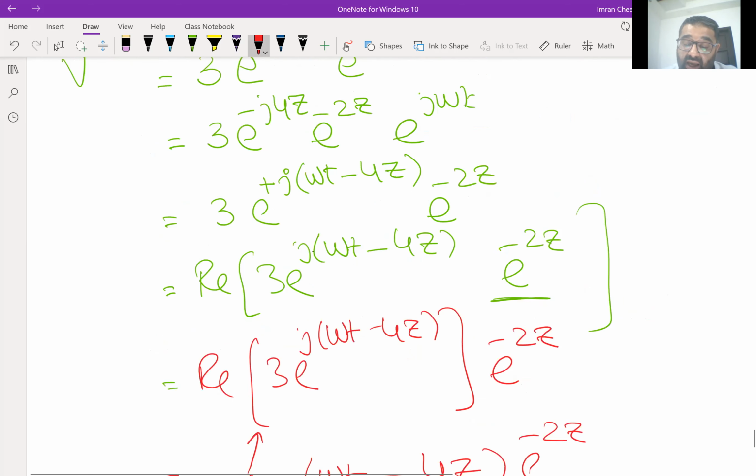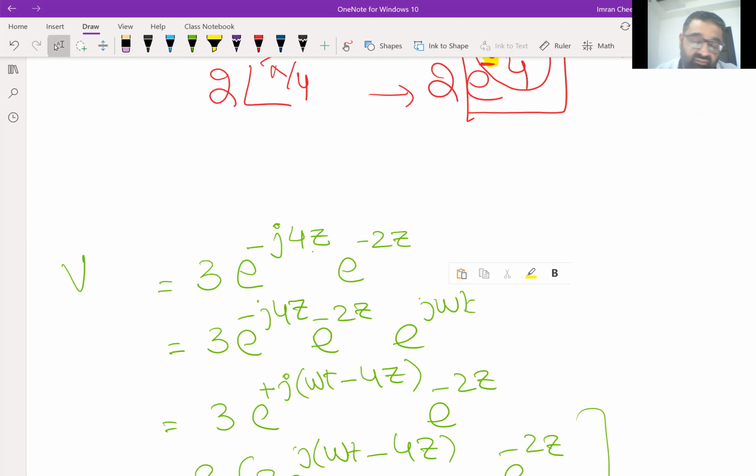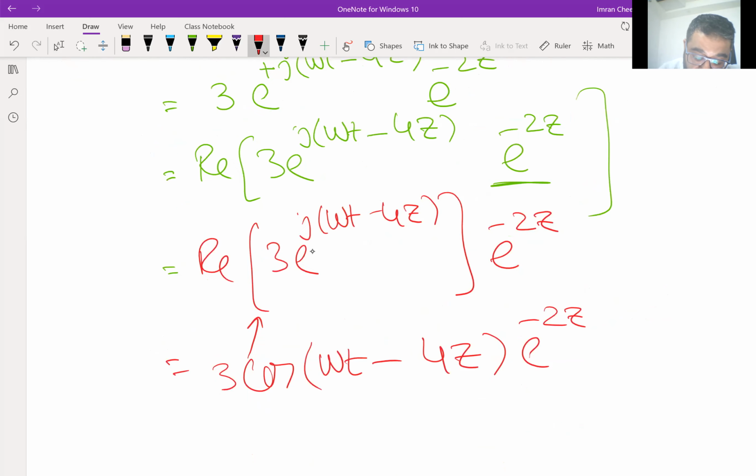Wherever you have j, that is representing phase, and wherever you have some real thing, that is the amplitude. You can see where e^(-2z) went, it is this guy.